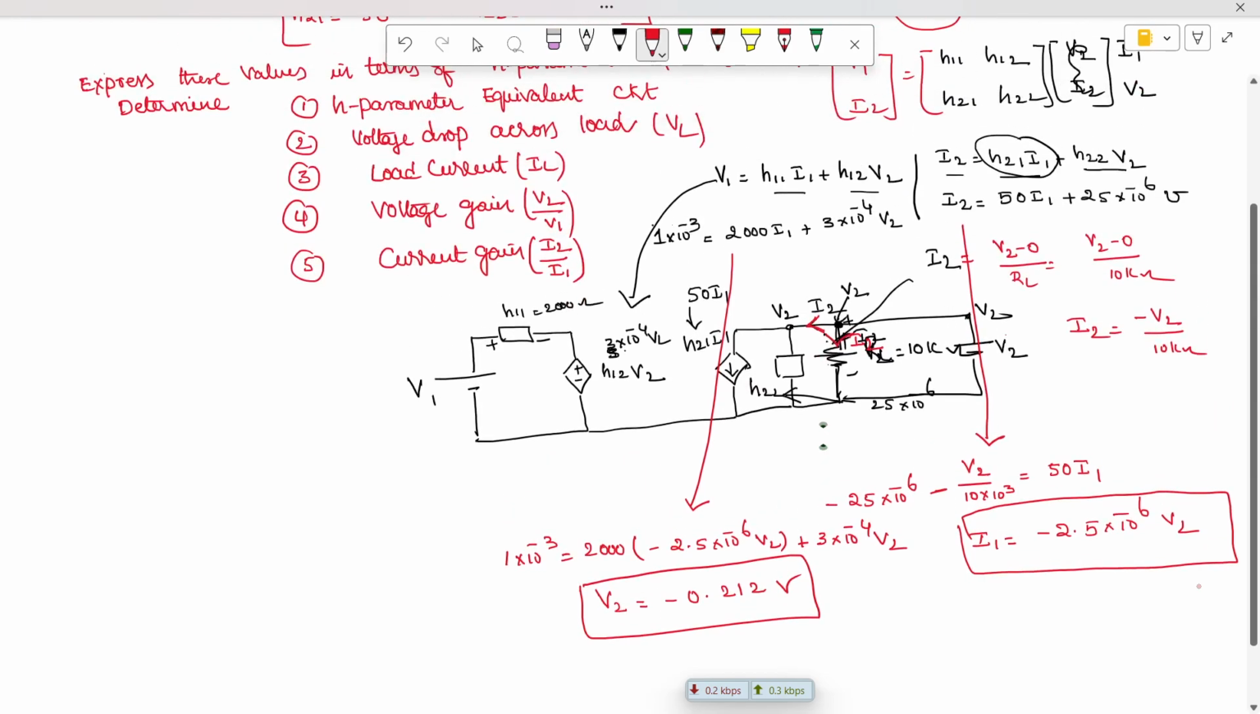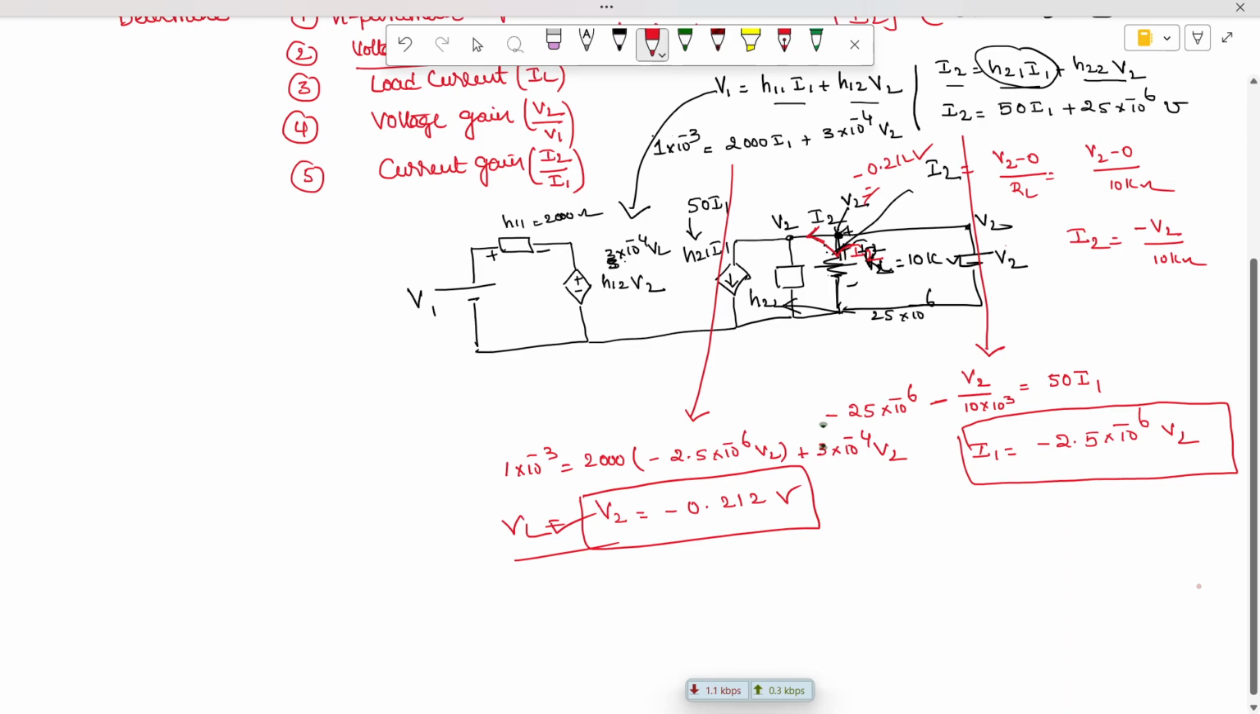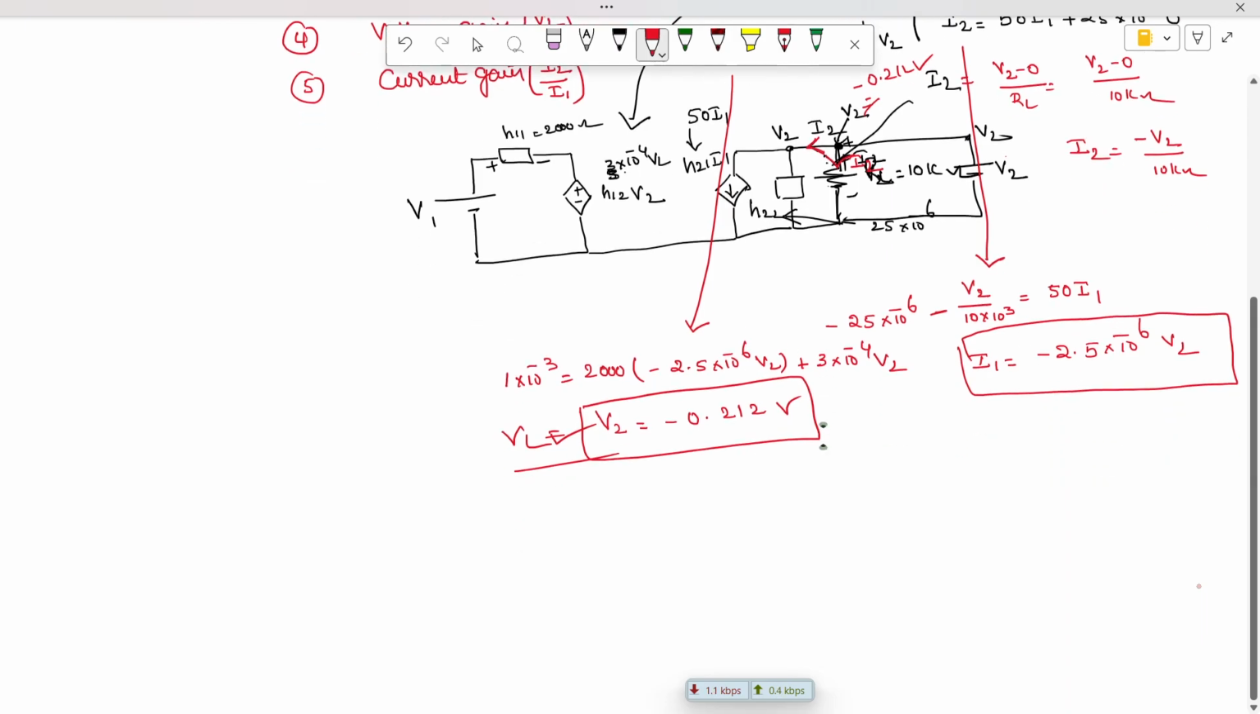What has been asked, the voltage drop across the load is nothing but VL, which is nothing but V2. The voltage at this point is how much? Minus 0.212 volts. And how to find out the load current? Now substitute. So this is the first answer. Second answer, this current I2 is equal to minus V2 by 10 kilo ohms.